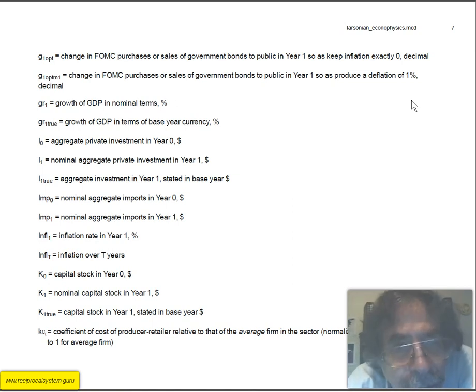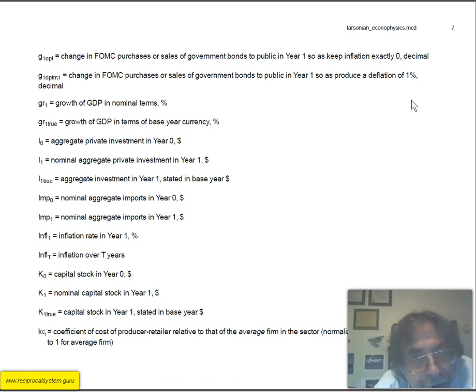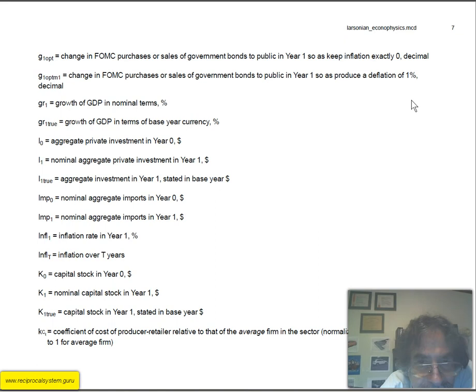Okay, GR sub 1 equals growth of GDP in nominal terms, percent. GR1 true equals growth of GDP in terms of base year currency. Capital I sub 0 equals aggregate private investment in year 0 dollars. I sub 1 equals nominal aggregate private investment in year 1. I sub 1 true equals aggregate investment in year 1 stated in base year currency.